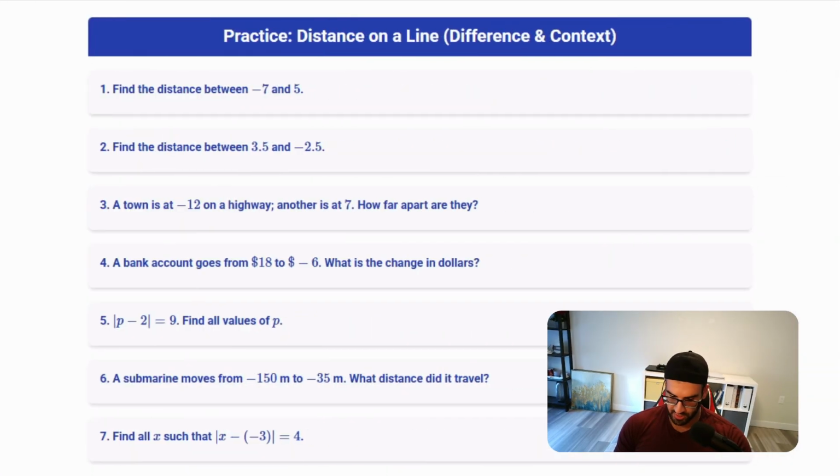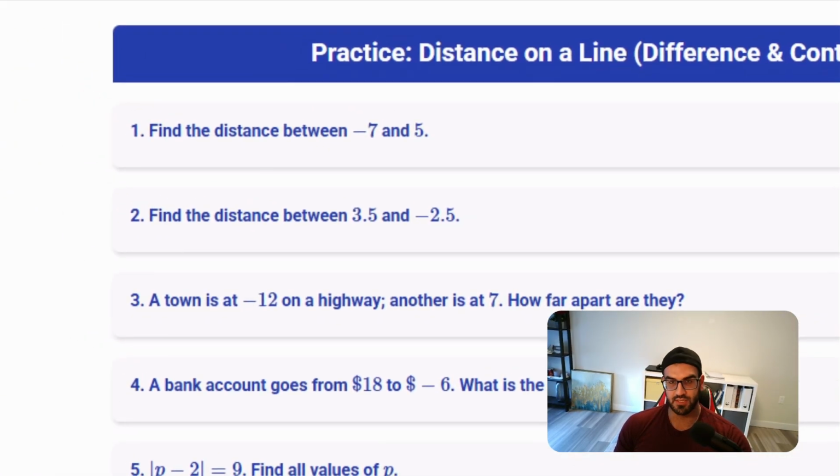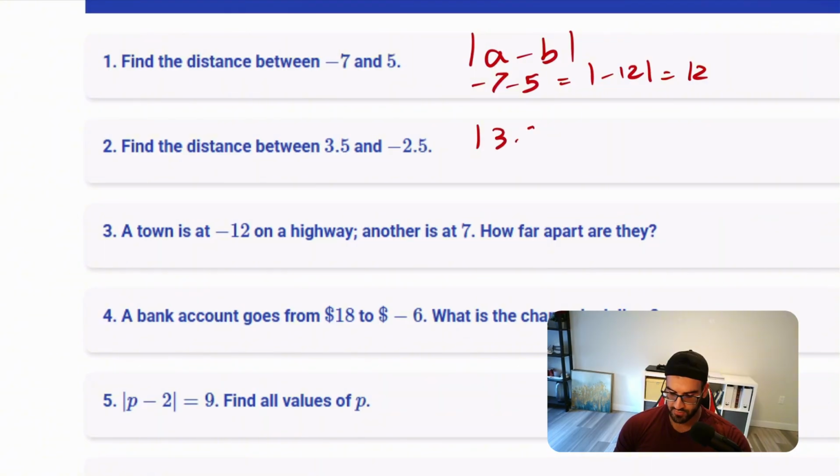So let's go for another one. I do have the distance. Again, the distance means the distance between two values, and we know a formula for that. The distance between any two numbers is the absolute value of a subtracted by b. So at this point, I do have -5 subtracted by 5, which is the absolute value of -12, which is 12. At another point, I do have 3.5 subtracted by -2.5. So I do have this one as positive 6, so 6.